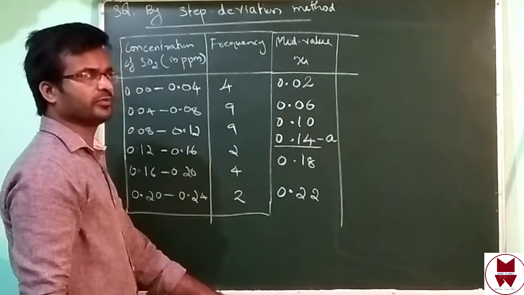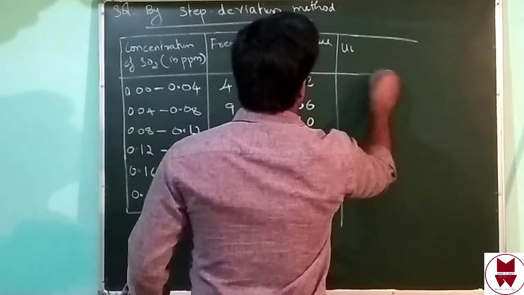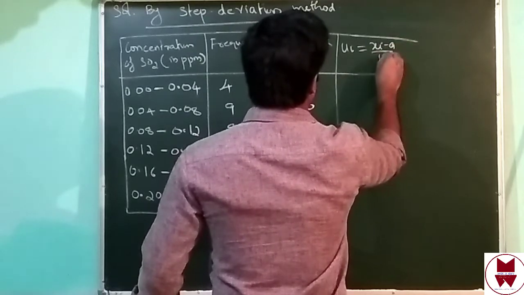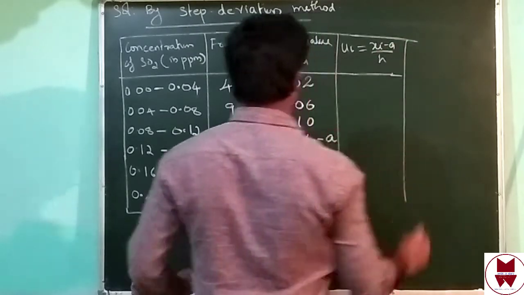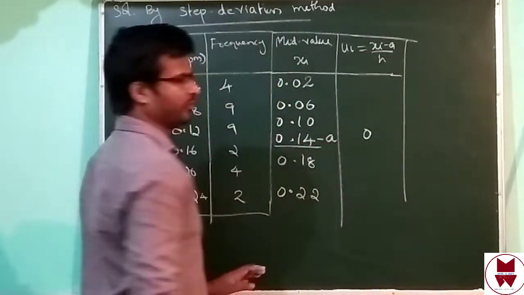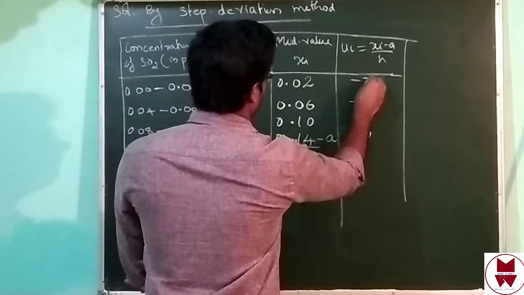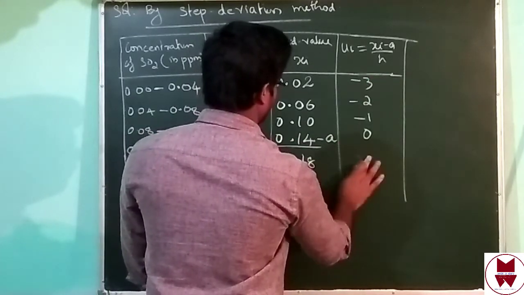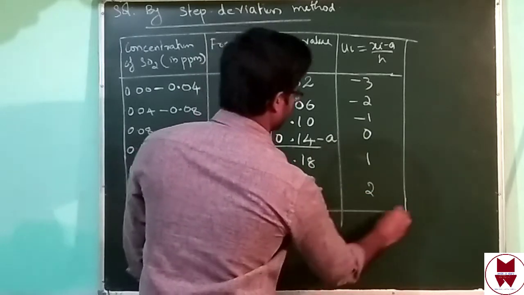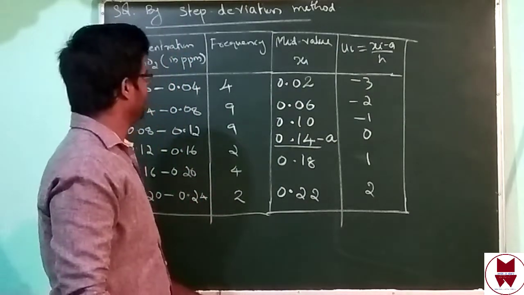Then you can take any number as the assumed mean. I took here 0.14. Then ui equals xi minus a divided by h. Here what will we write? 0, isn't it? Everything like that will be 0. This one is minus 1, minus 2, minus 3. Here 1, 2. If you use this formula, you will get the same number only, not a difference.